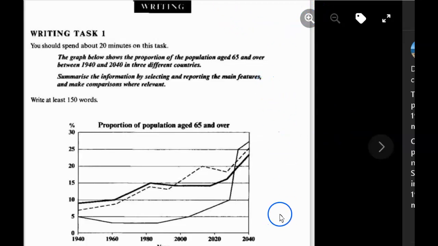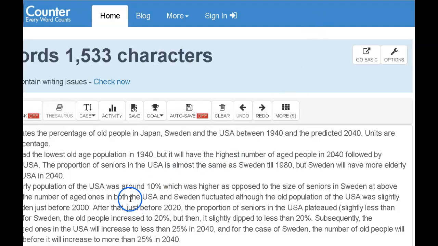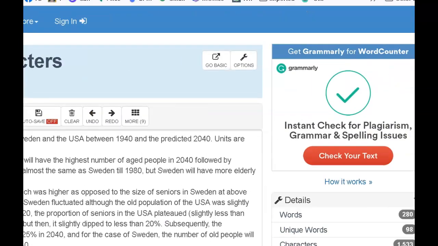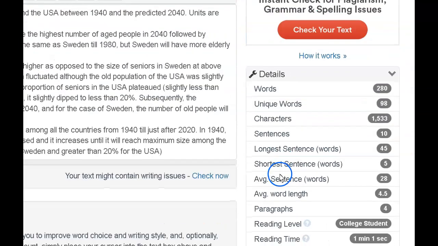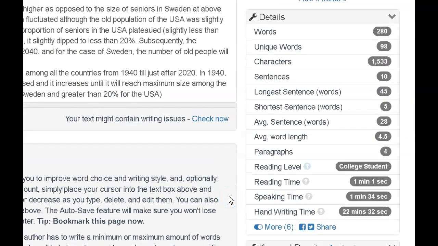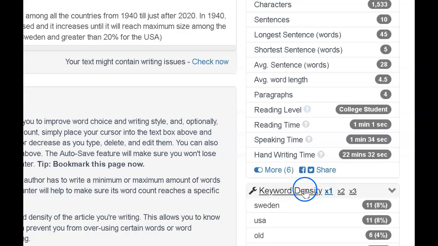Anyway, you should know the first thing you don't want to do is write 280 words in task 1. Oh man. Let's see what else we can find out just by looking at the numbers over here on the right. Longest sentence, 45 words. Oh my god, it's a monster. 28 words is an average sentence length. That's too long.